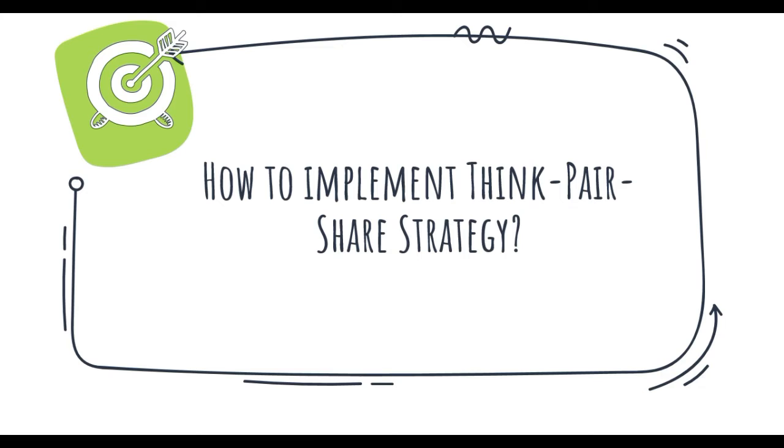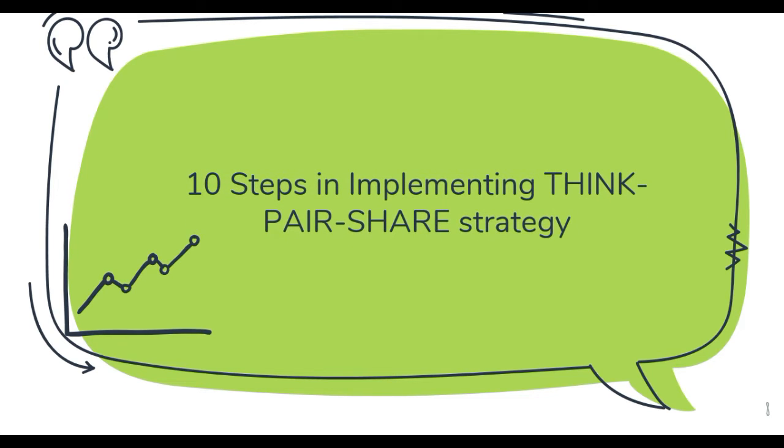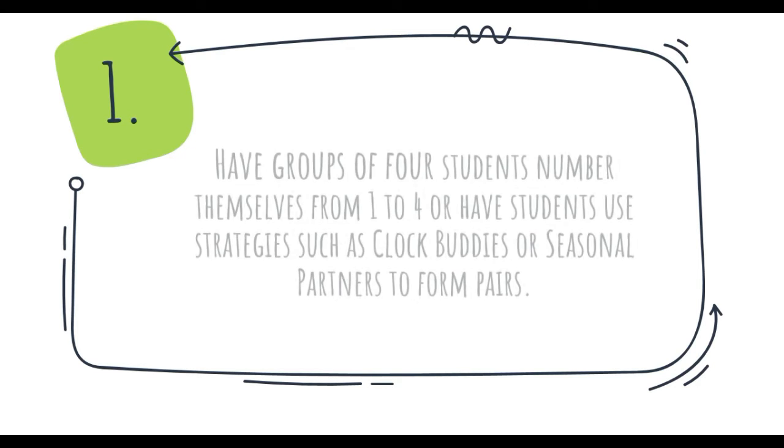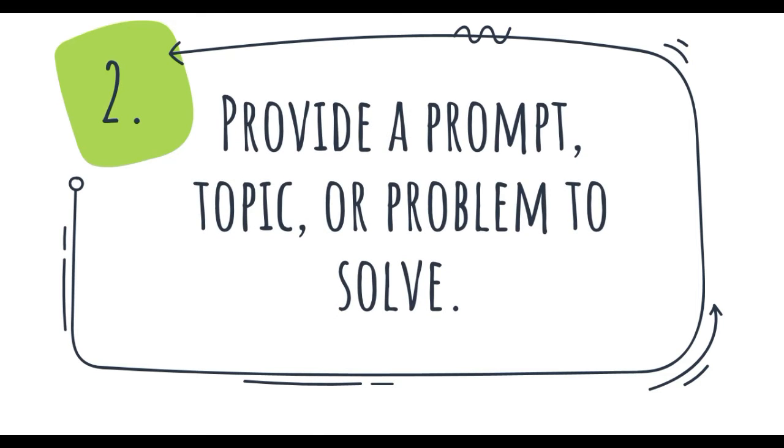So basically, how to implement Think, Pair, Share strategy. There are 10 steps in implementing Think, Pair, Share strategy. 1. Have groups of 4 students number themselves from 1 to 4, or have students use strategies such as clock buddies or seasonal partners to form pairs. Number 2. Provide a prompt, topic, or problem to solve. So probably these are problems that would stimulate the critical thinking of students.